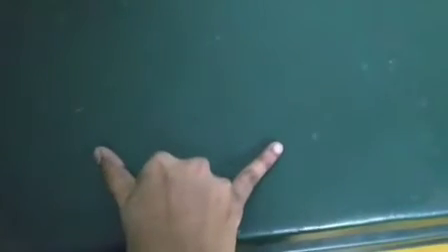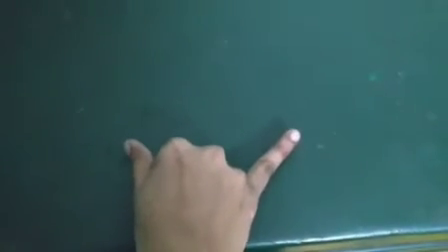Now we are going to measure the length of this table by using the handspan. Handspan means what? I already said, no? The distance between the thumb and the little finger, in between this distance is called the handspan. Now let's start measuring this table.